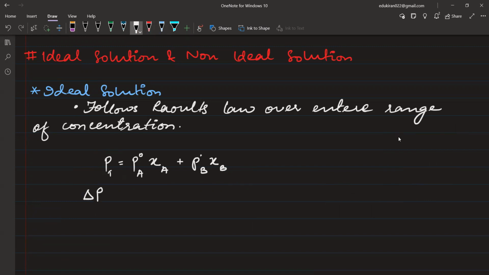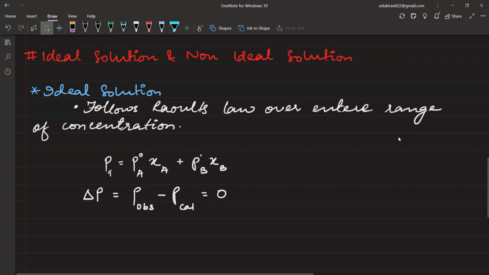The difference in the pressure is equal to the pressure observed minus the pressure calculated. Observed pressure is the experimental one. Calculated pressure is the theoretical one. This should be equal to 0. Both of them will be the same, then only it will be equal to 0.